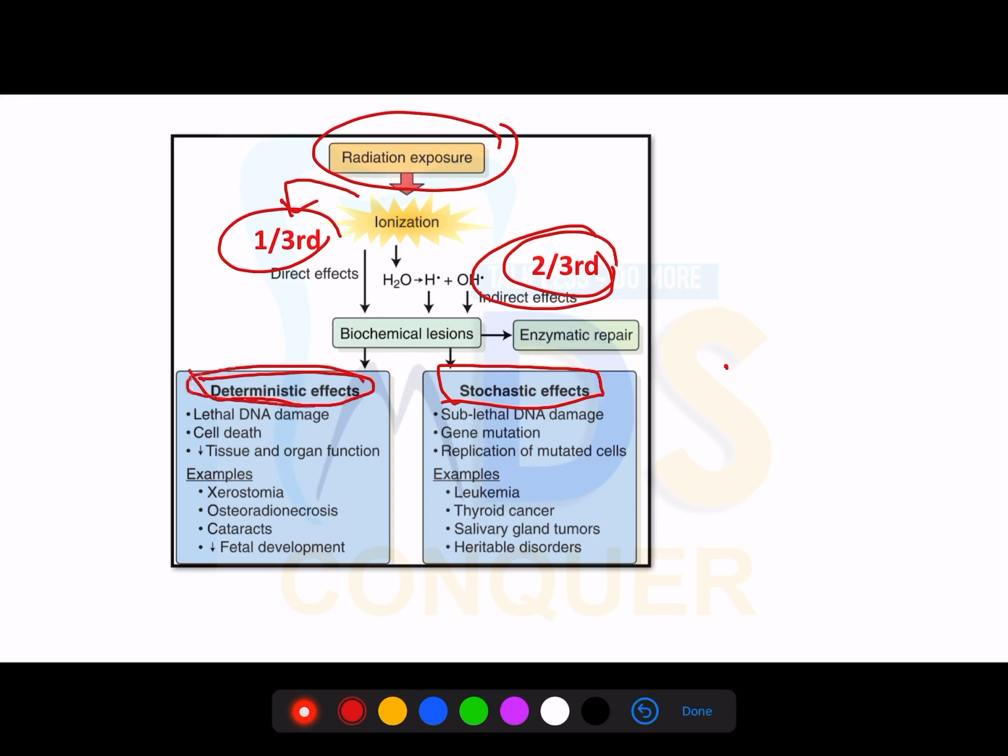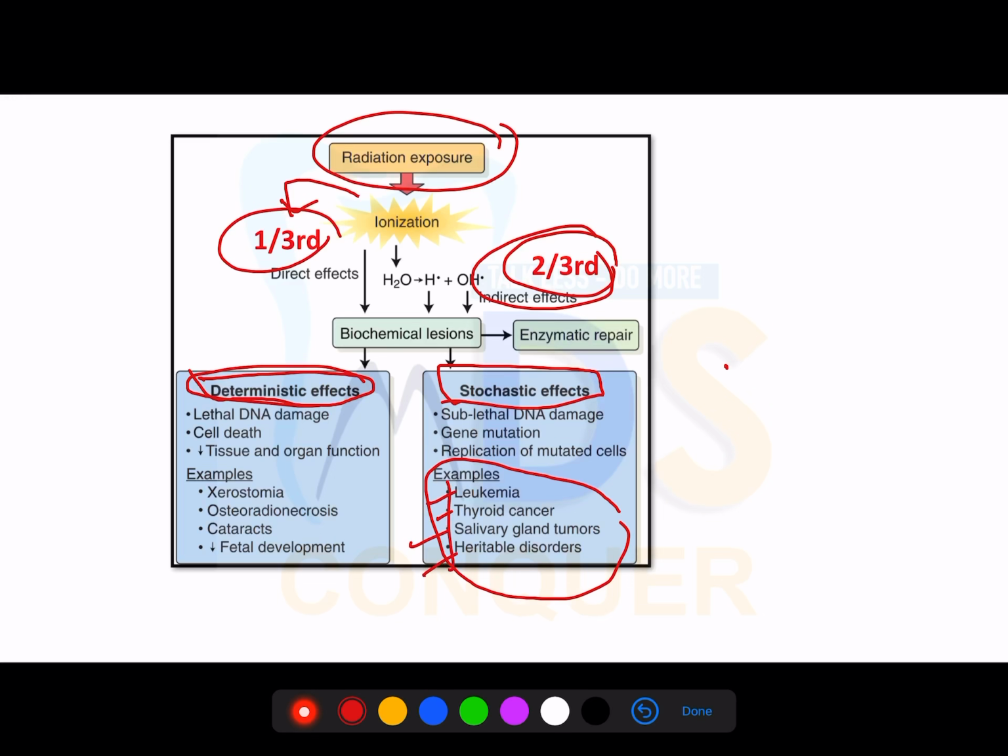Now if you take the deterministic effects and stochastic effects, the examples are very important. Okay, to remember in an easy way, all the carcinomas or all the genetic defects come under the stochastic effects, like leukemias, thyroid cancers, salivary gland tumors and heritable disorders.